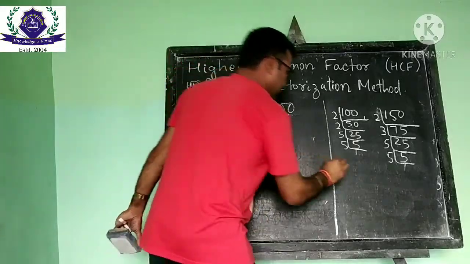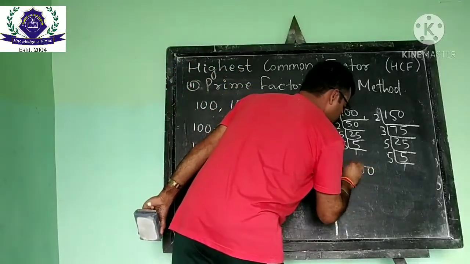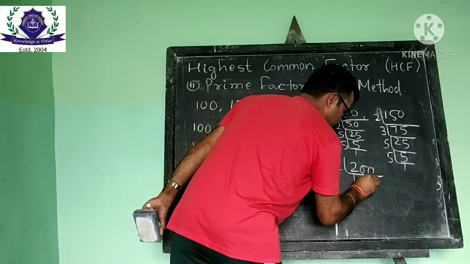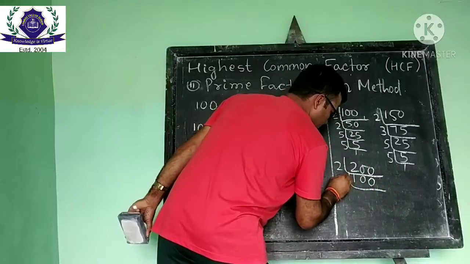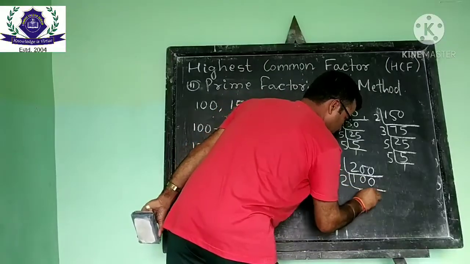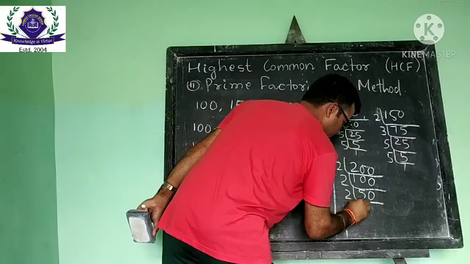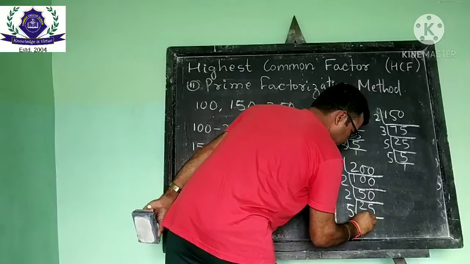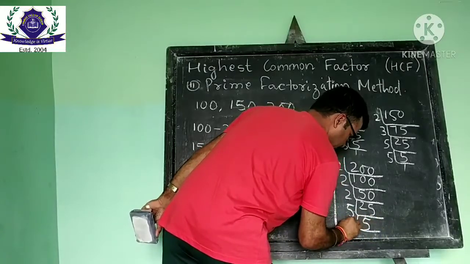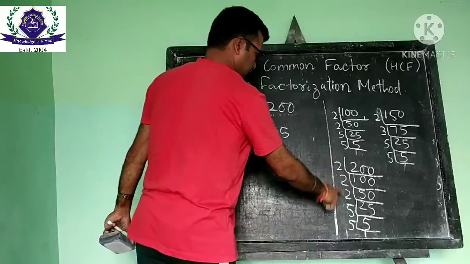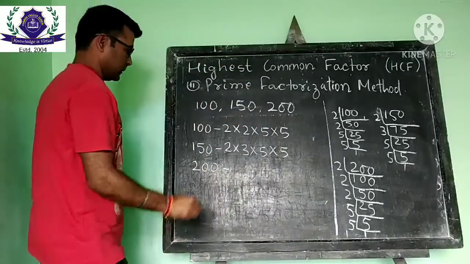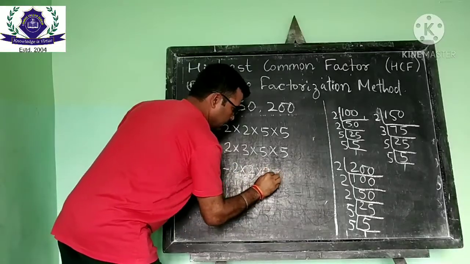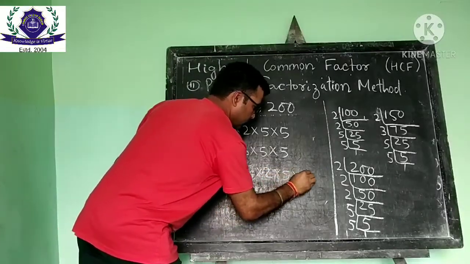So we can write this also here: 2 into 3 into 5 into 5. Now the prime factors of 200. So here also 2 1s are 2, 0 0 here, 2 100s are 200. So again 2 50s are 100. Then 2 25s are 50. Then 5 5s are 25 and 5 1s are 5. So these are the prime factors of 200. So 2 into 2 into 2 into 5 into 5.